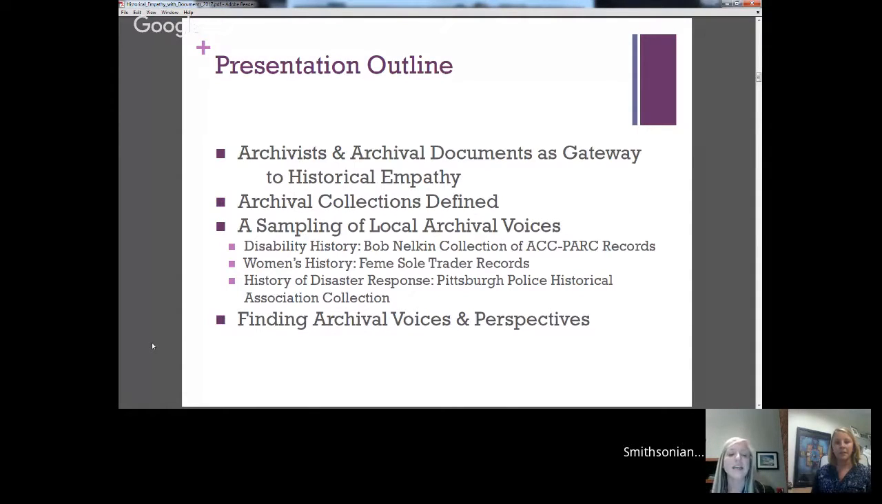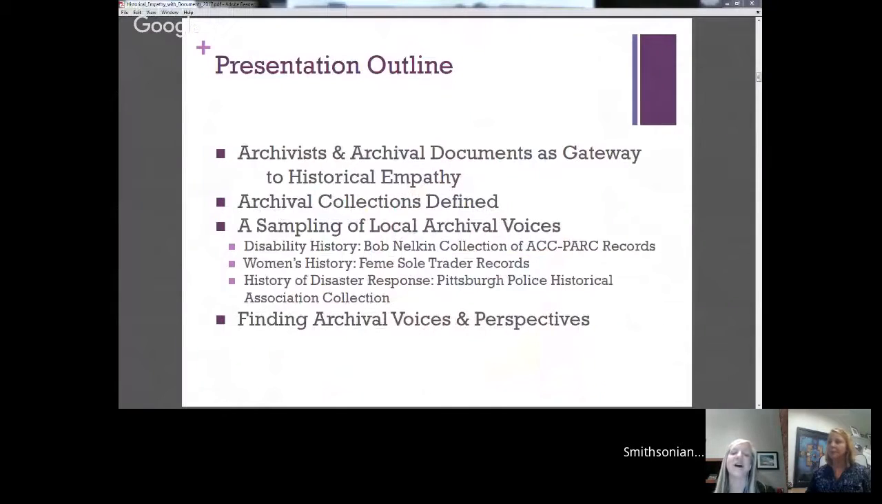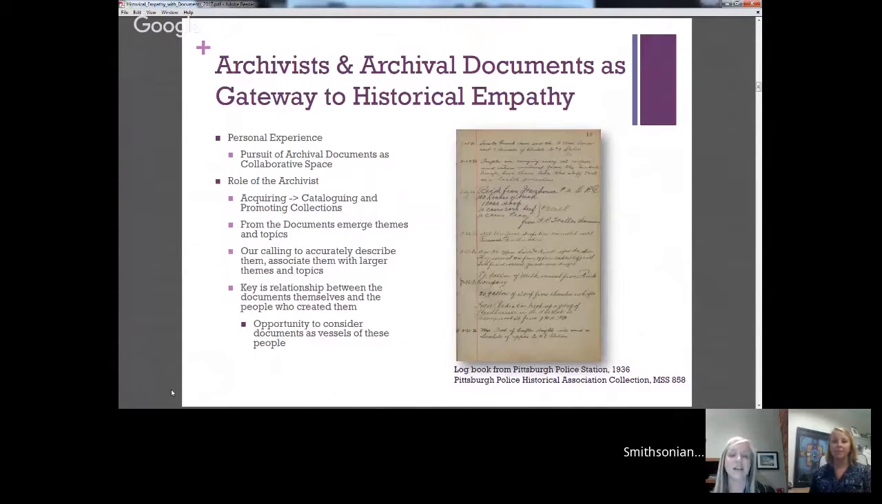And then finally, I don't want to seem as if I've kind of pulled these collections from a void. So we're really going to take some time to think about how it is that we can deploy particular strategies, and hopefully how you all can deploy these strategies to seek out and find some of these voices and perspectives within the Learning Lab and then beyond. Okay, so we are going to dive in then to taking a look at the archival perspective and archival documents as a gateway to historical empathy.